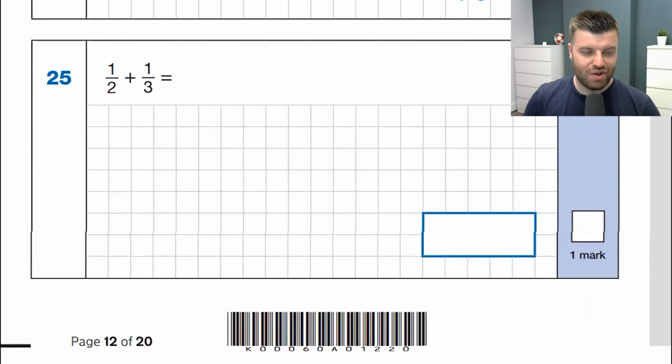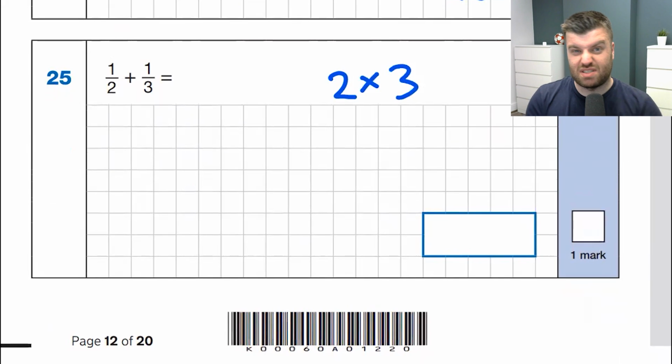Question 25. 1/2 plus 1/3. Now, denominators aren't the same. First job, we actually have to change both of them. Let's find the lowest common multiple. We can do this just by multiplying these numbers together. That's one way of doing it. It might not always be the lowest, but it's going to work here. And the answer is 6.